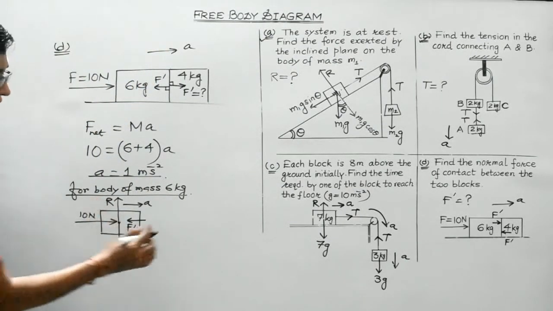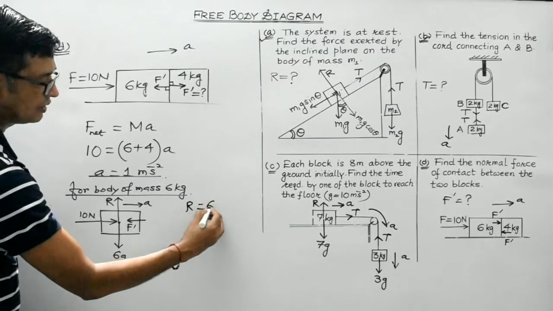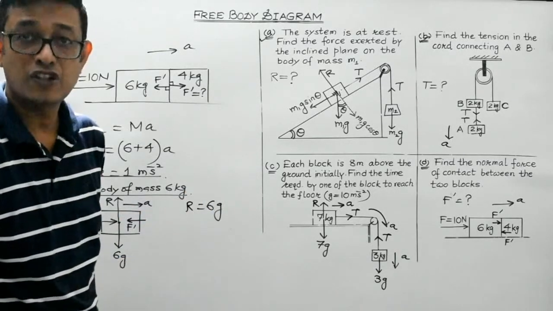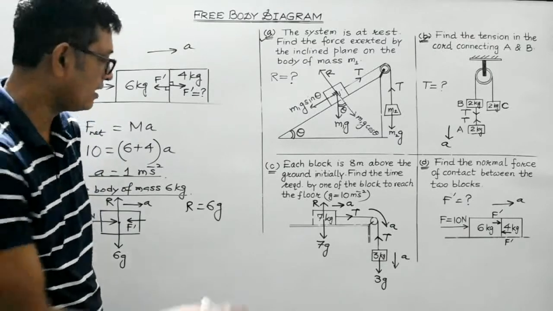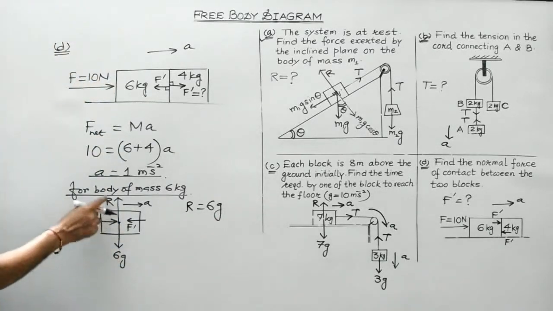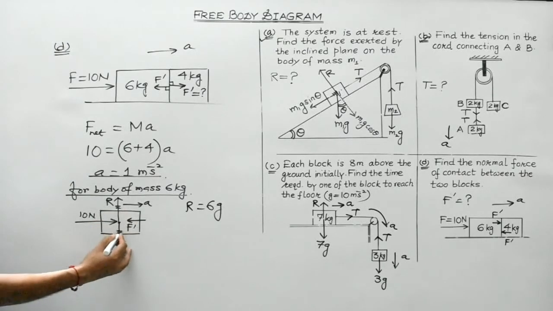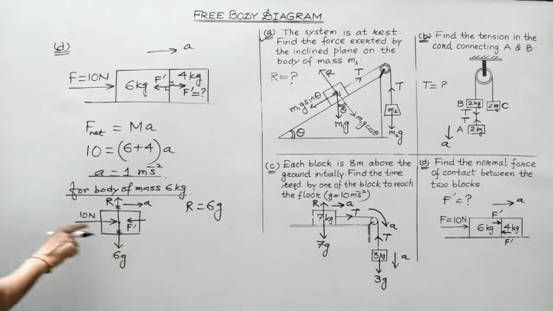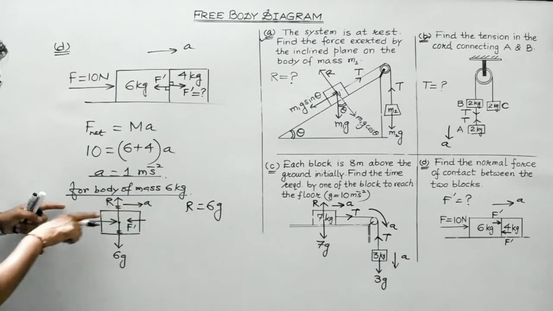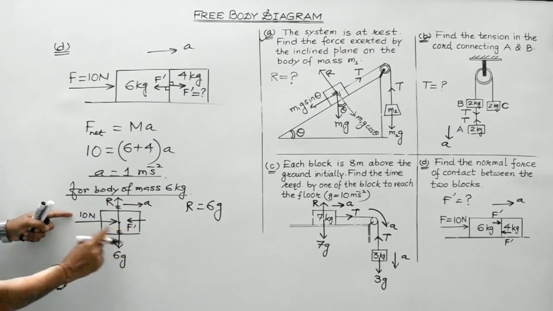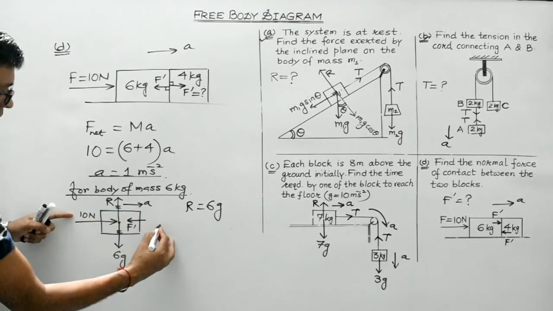R and 6g are balanced forces. No need to write this actually. So, in the absence of any frictional force between the two surfaces in contact, this statement can be avoided actually. So, R and 6g, they are balanced forces. They are nullifying the effect of each other. Now, the body has acceleration towards the right, horizontally. So, 10 must be greater than F dash. These two are oppositely directed. So, what will be the equation?